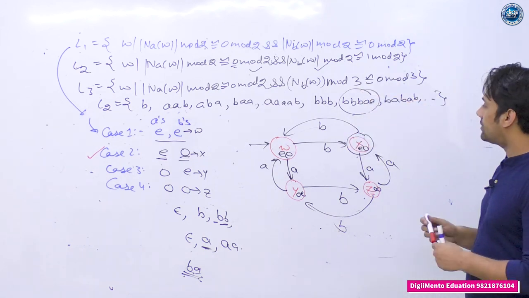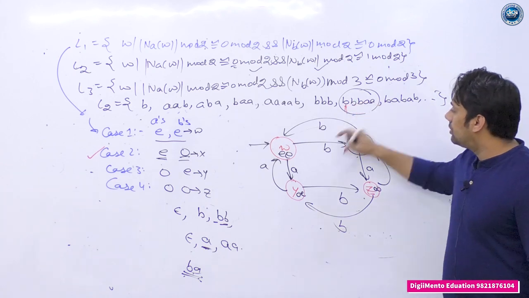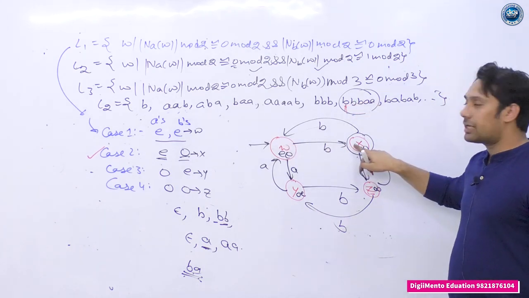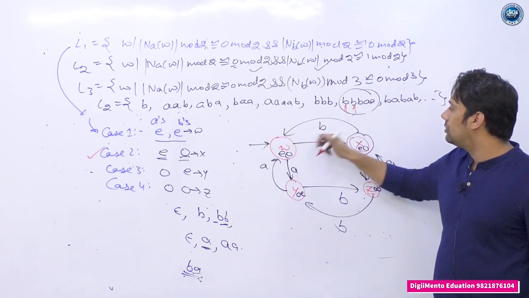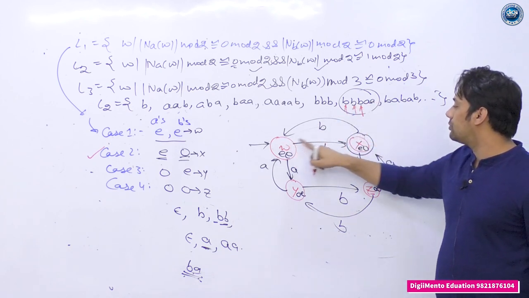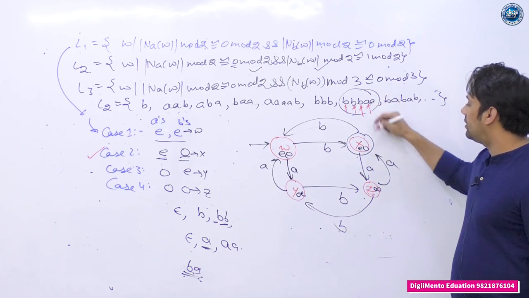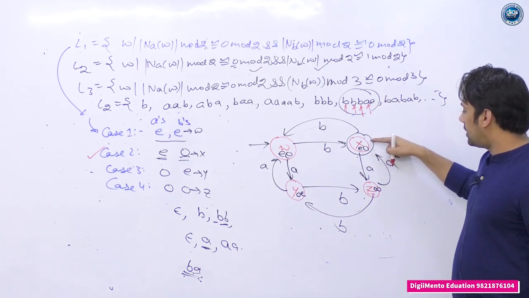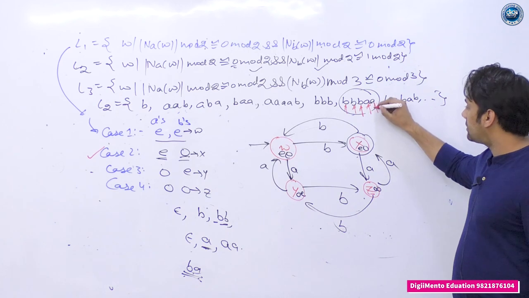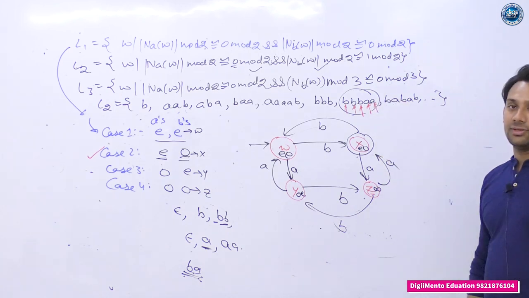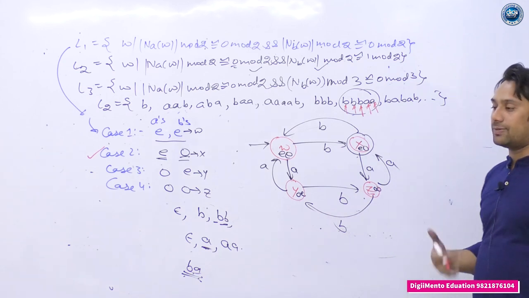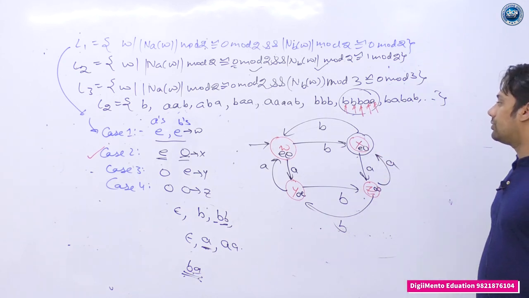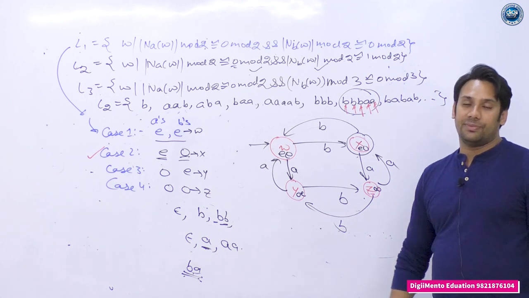So just try this. First B, we went from W to X. Second B, X to again W. Third B, W to X. Then A, from X we went to Z, then again A, from Z we went to X. So after reading this entire string we are again at the state X, we end up at X again. Therefore this is accepted.